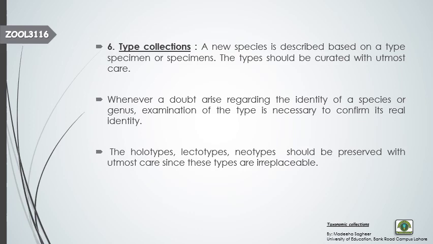Whenever a doubt arises regarding the identity of a species or genus, examination of the type is necessary to confirm its real identity. So these types of specimens are very important, and they should be preserved and curated very well.